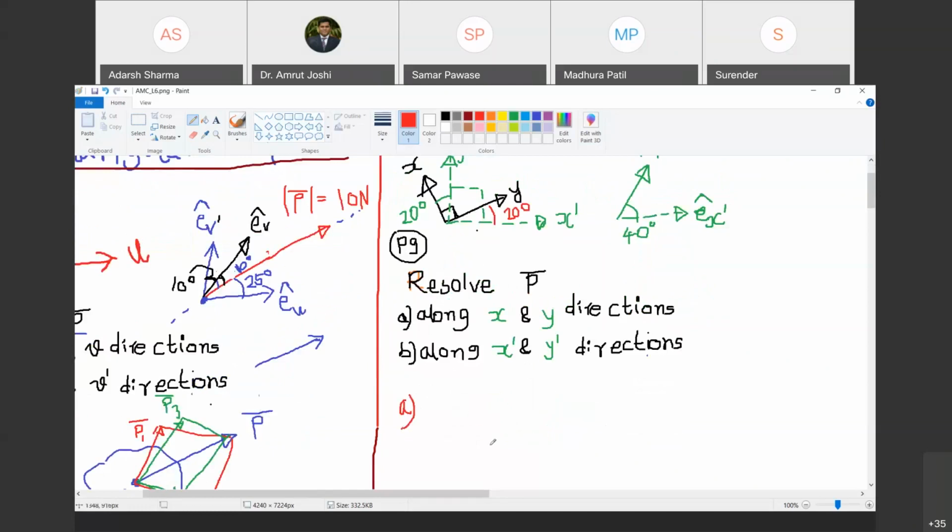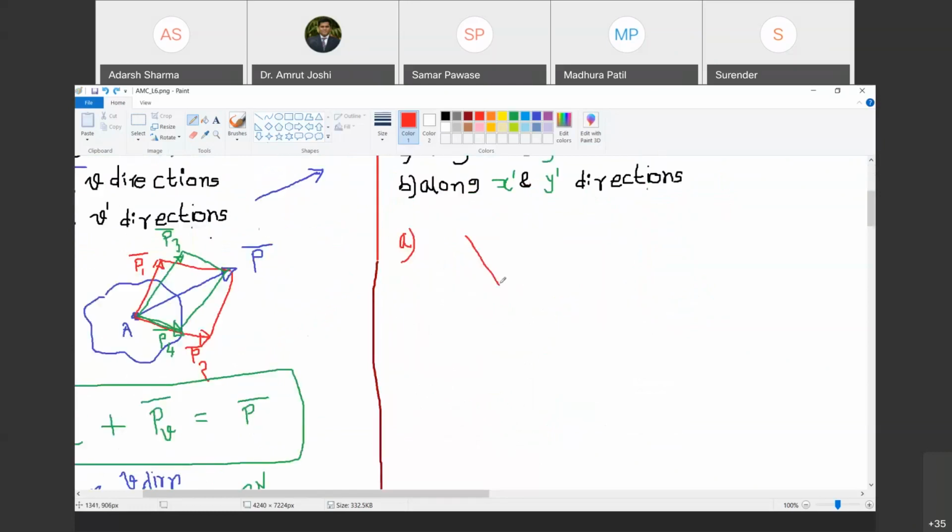So I will first draw the x axis. This is x direction and this is y direction. So I will draw the directions first. Let me draw x direction, and y direction. Mutually, they are at an angle of 90 degrees. Do you agree with me? This is x. This is y.